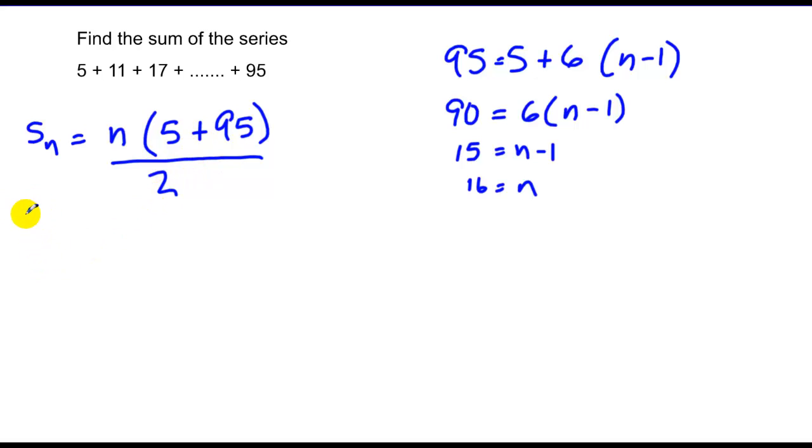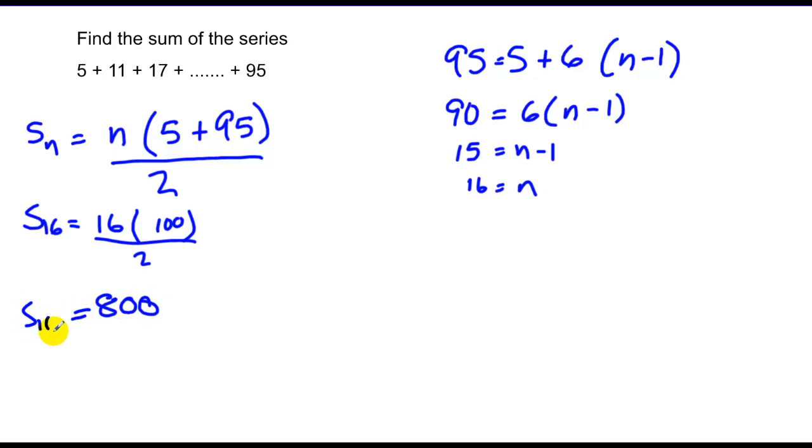So I have the sum of the first 16 terms is equal to 16 times, this ends up being 100 over 2, which ends up being 800 for the sum.